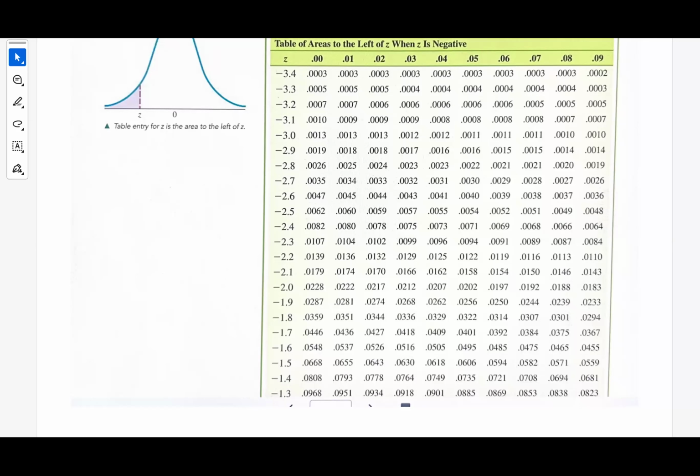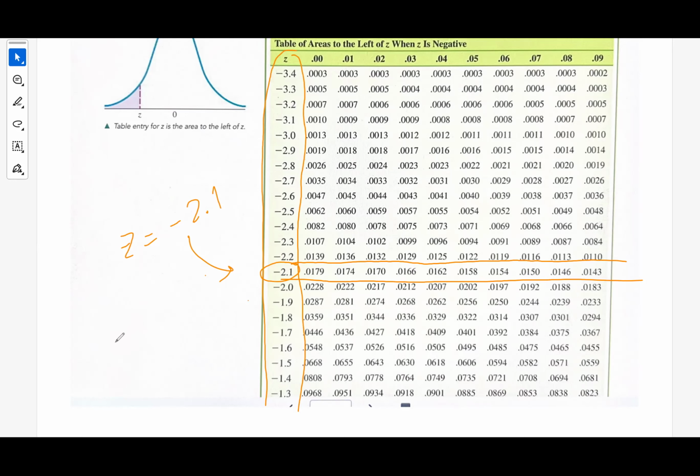It even says here at the very top of the table, areas to the left of z when z is negative. So let me try to draw on this so you can see. The very leftmost column tells you your z-score, so you're going to try to find your z-score over here. The next page of this document shows more z-scores, but let's say your z-score was negative 2.1 or something like that. I'd say, okay, where is that? Oh, here it is, right here. So this is definitely the row I want to look in, because I've identified my z-score. Okay, so that's the main idea.